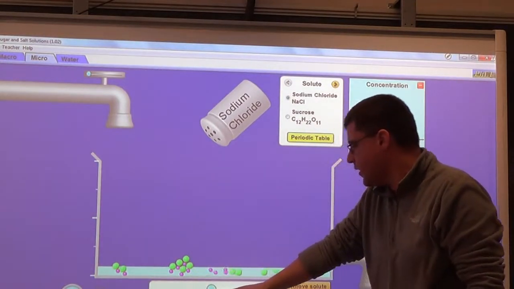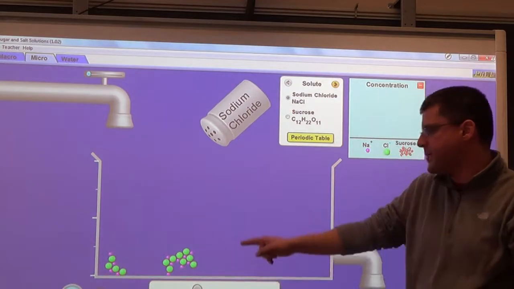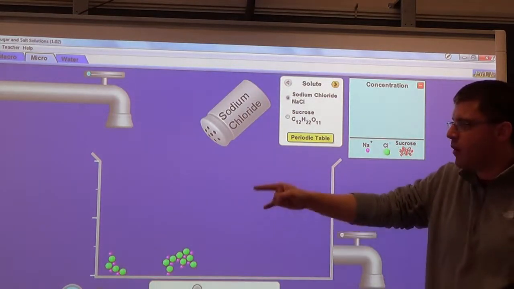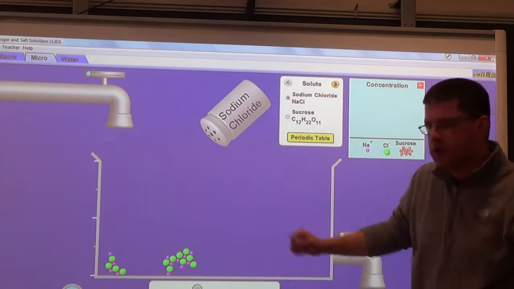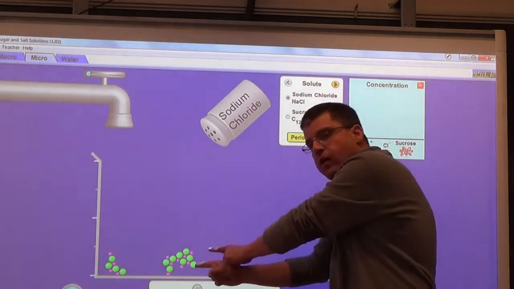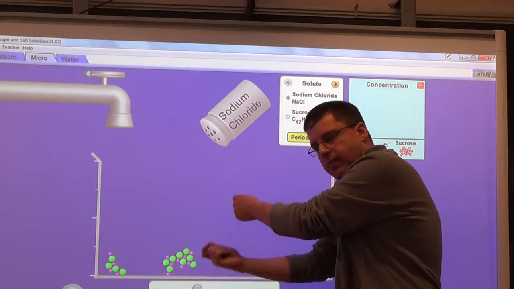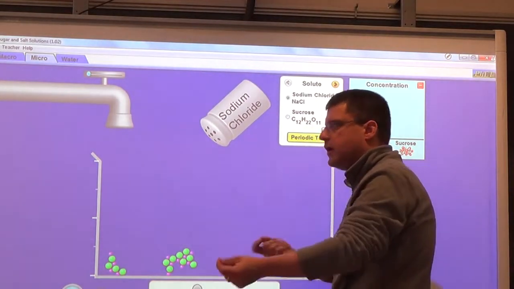Again, evaporate, evaporate, evaporate, boom, there it goes. So now we go back to an ionic compound. If I stuck the conductivity tester in there, you wouldn't get any electricity because ionic solids do not conduct heat and electricity. They must be dissolved through dissociation in solution.